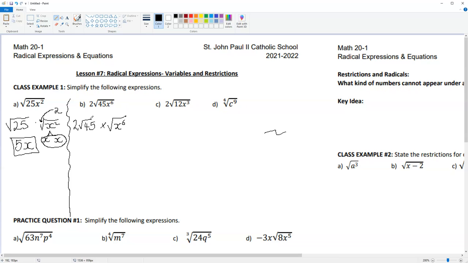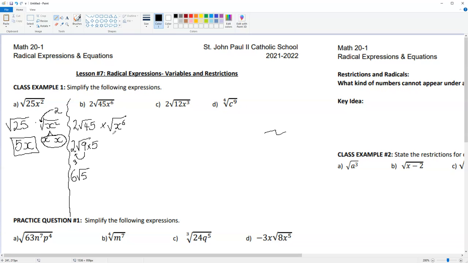Okay, 2 root 45, this turns into 2 root 9 times 5. Okay, and of course we can pull the 9 out and that becomes a 3. Okay, that's going to be pulled out as a 3, so then 2 times 3 is 6. So here we're going to have 6 root 5. Now I just got to figure out this piece right here, the x to the 6.